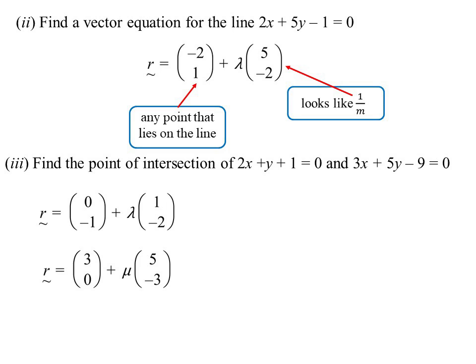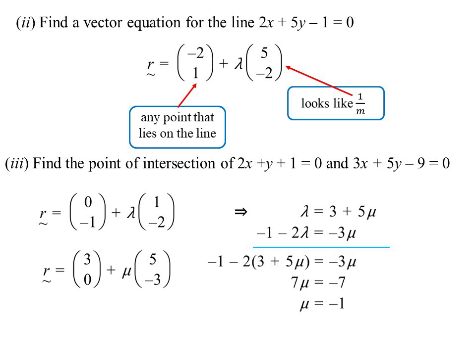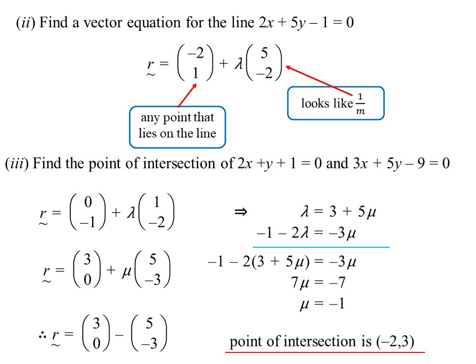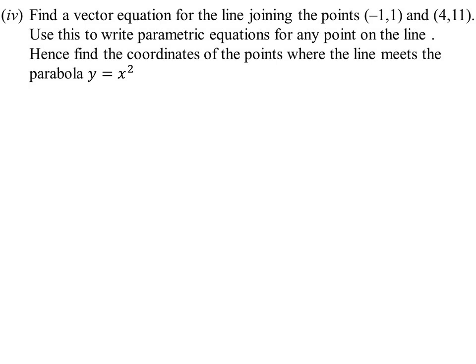But hang on a sec, it's the point of intersection. So therefore, if I read the components, I get that lambda is 3 plus 5 mu. But then I can also say minus 1 minus 2 lambda is minus 3 mu. Basically, I'm equating the components. I read across here, and I read across here. Well, solving that, I get that mu is negative 1. And now I know what mu is. I can substitute that in to our second one, and I get the coordinate straight away. Minus 2, 3.